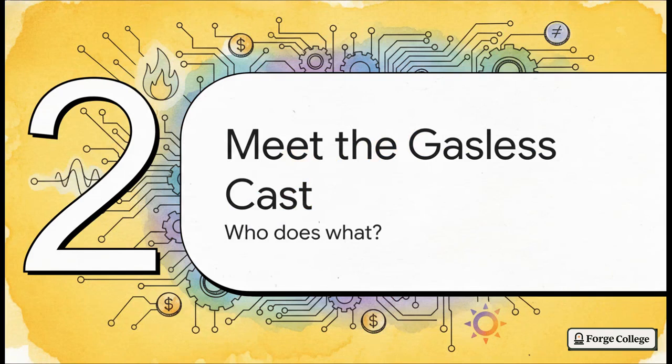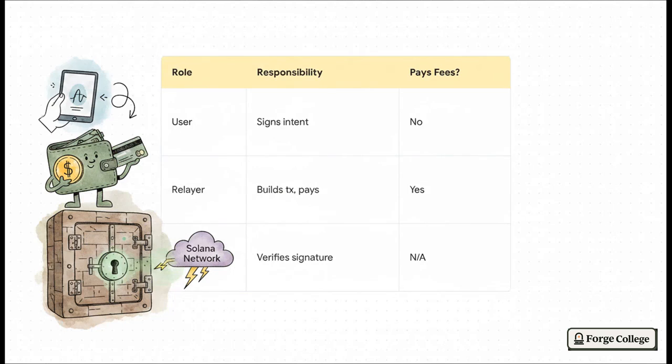Moving on to Section 2, meet the gasless cast. Who does what? What's really fascinating here is how we divide up the labor. To actually pull off this gasless magic, we have three main moving parts. First up, the user. Honestly, their only job is to sign an off-chain message that basically says, yep, I want to deposit my tokens. And the best part? They pay zero fees.